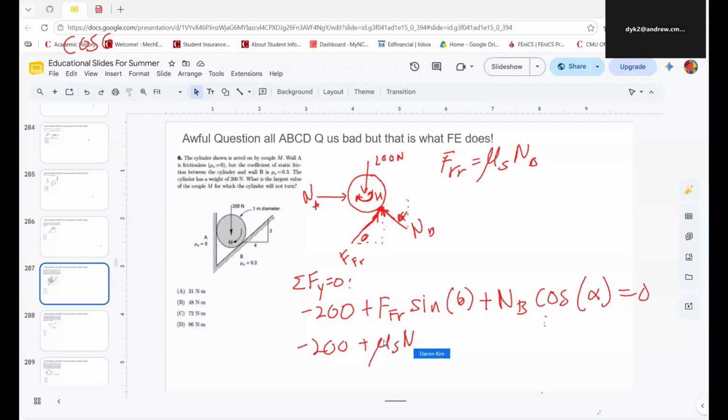mu_s N_B, and then we can do sine of theta, which is a 3-4-5 triangle. So we can do 5, and then we can do 3, right? Plus N_B cosine. And the cosine is actually, fun fact, because it's perpendicular, we can assume it's 4, 5. Why? Because if you flip these two, you get the perpendicular version of it, is what I remember from back in the day. Equals 0. So in that case, we can solve for N over here.